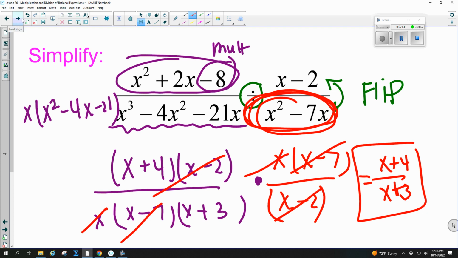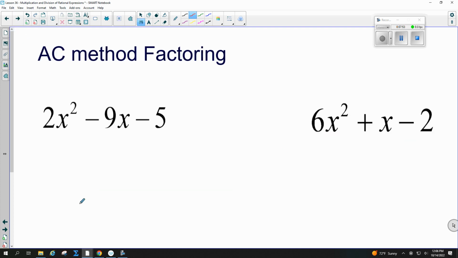Okay. All right, AC factoring. This is very important, like super important. All right, take good notes. So we have 2x squared minus 9x minus 5. Notice there's a number in front. Okay, this is totally different than the other ones, which are way easier. Okay, these are going to take time and space on your paper. You can't just write the answer, okay?